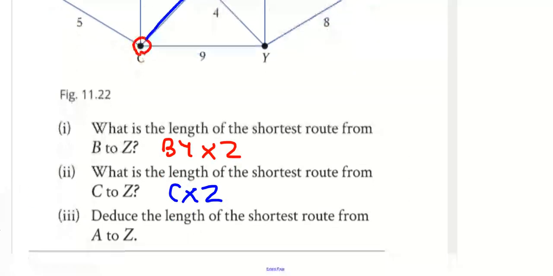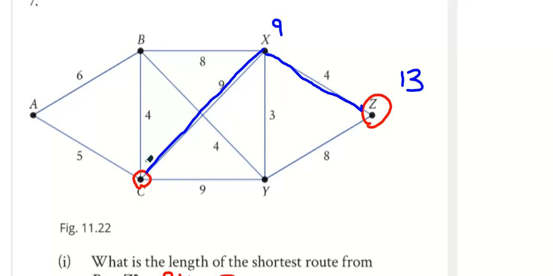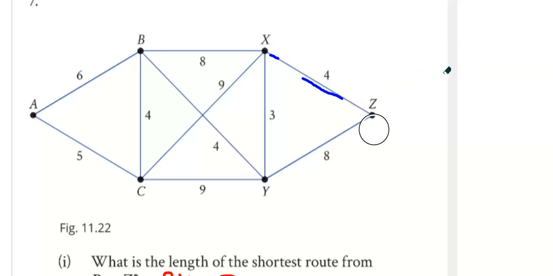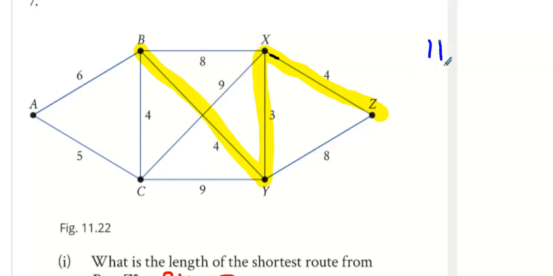Now, deduce the length of the shortest route from A to Z. So A to Z. Well, I think we figured out earlier that the route from B to Z, the answer to part one, was like this, and it was a length 11. And then the last answer we had was from C to Z, which was a length 13.